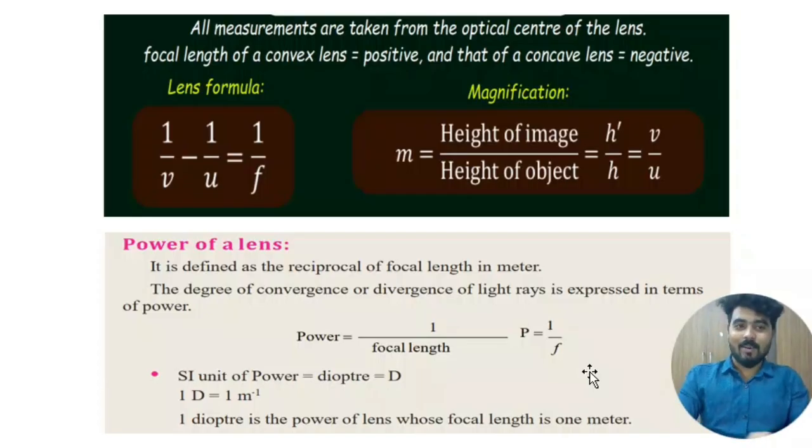Okay, we have completed all the topics of the light chapter. Now, what are the topics covered today? We have covered the types of lens and the ray diagrams, case studies, uses of concave and convex lens, and then we have covered lens formula, magnification of lens, and the last one is power of a lens.